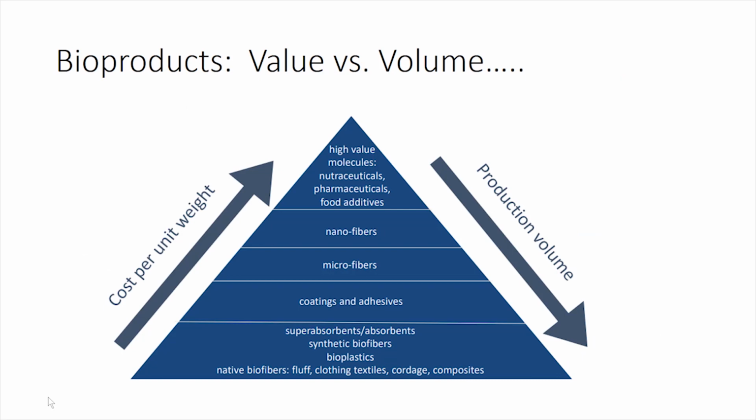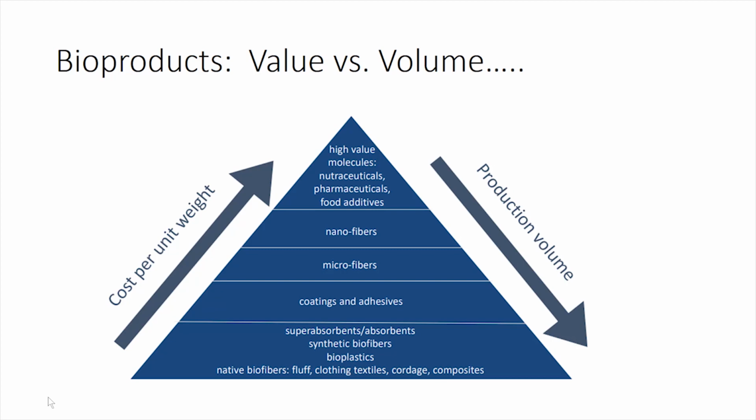The products that we make, bioproducts, can be a lot of different things, from pharmaceuticals to food additives to fibers, coatings, superabsorbents, bioplastics. All of these things can be made from biomass, and it's really exciting to think about the different products that can be made and how they can serve society.